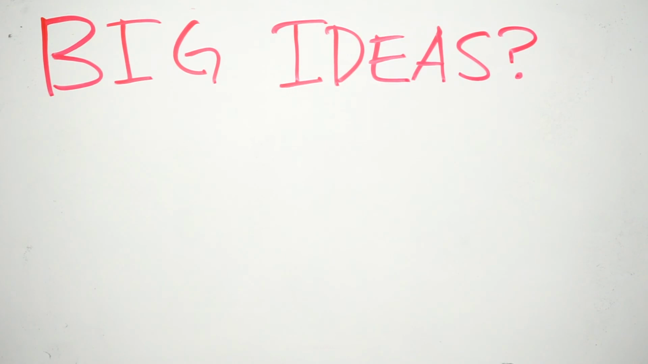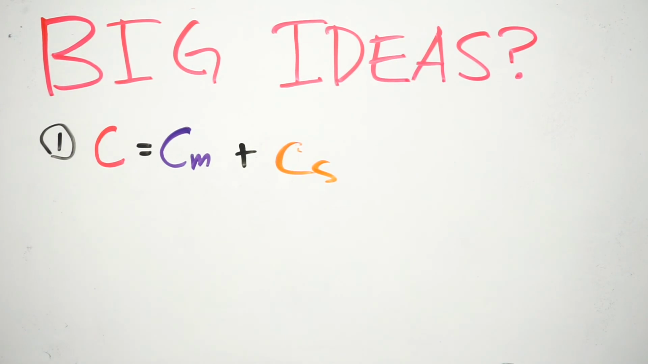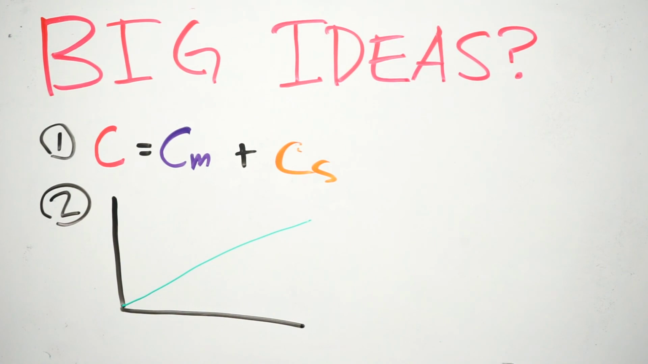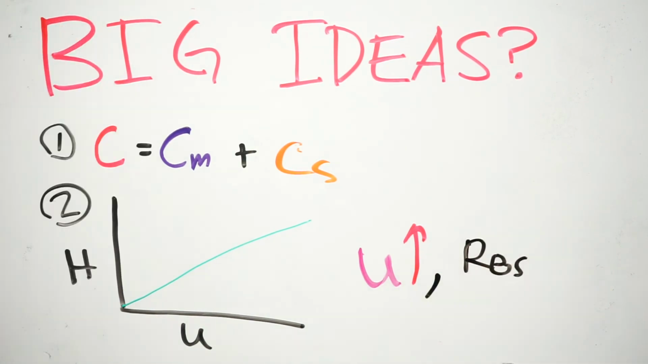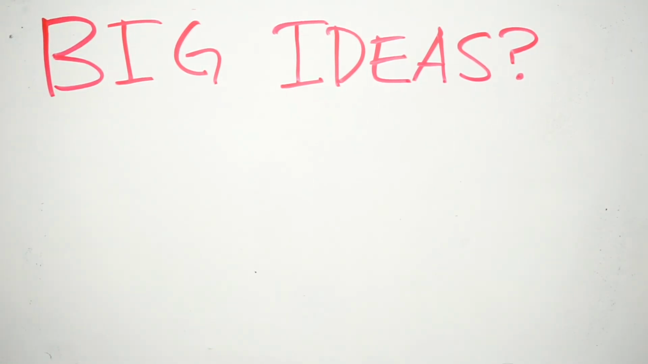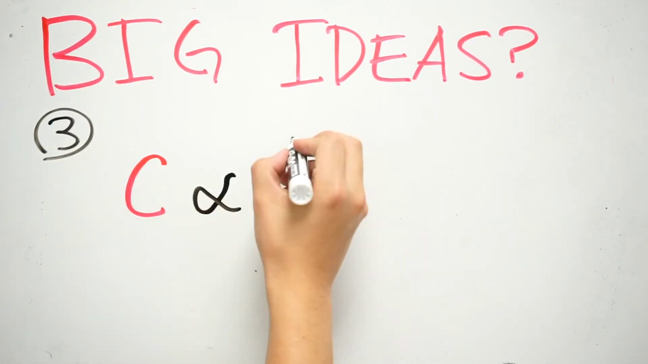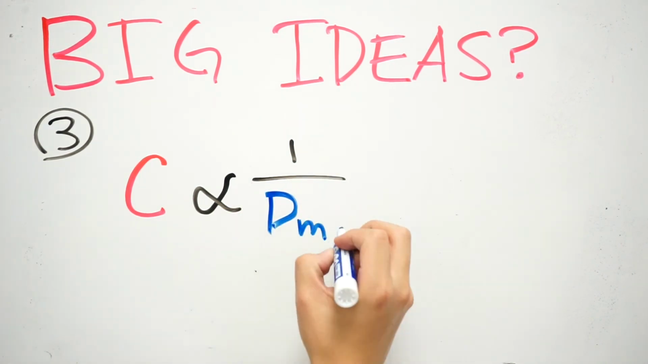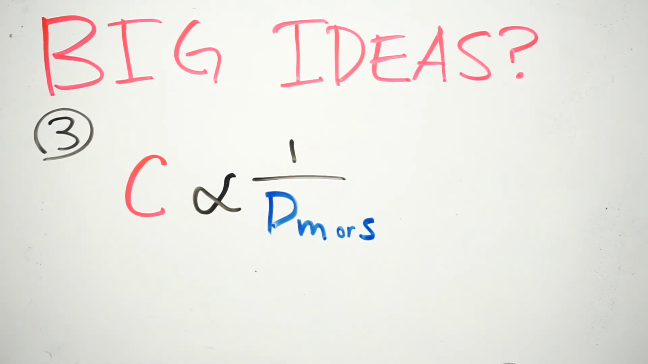So what are some big takeaways? 1. The C term that we see in the equation is the sum of both the mobile phase and the stationary phase contributions. 2. When it comes to C, there's a positive linear relationship between linear flow rate and H. That means when flow rate goes up, your resolution goes down. 3. Both C terms are inversely proportional to the diffusivity of the analyte in the particular phase.